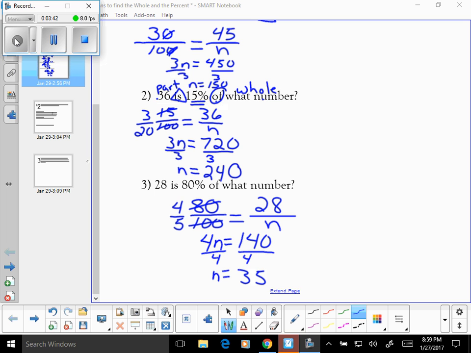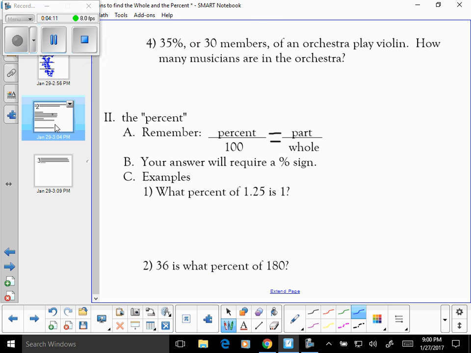Here's the problem worked out. Again, I reduced my 80 over 100 to 4 over 5. If you didn't, you should still end up with a 35. It's just your numbers before n and your 140 will be different. Hopefully you got this right. If you did not, go back. What did you not pick up? Did you look for your clue word "is"? Did you look for your clue word "of"? Let's move on to example 4.